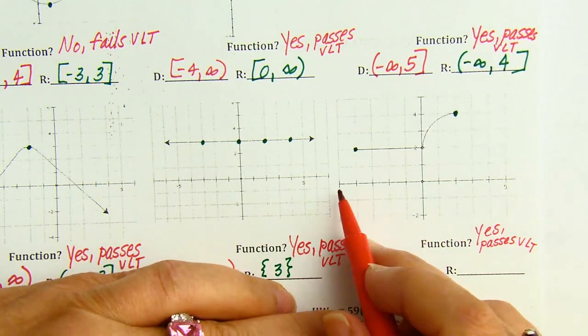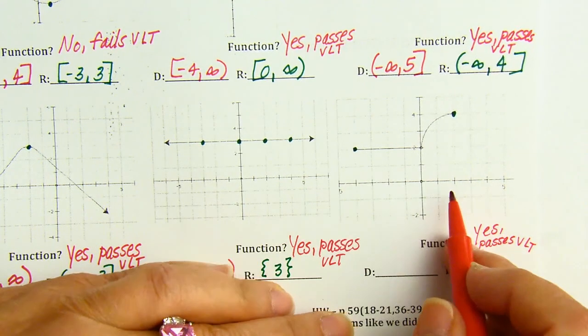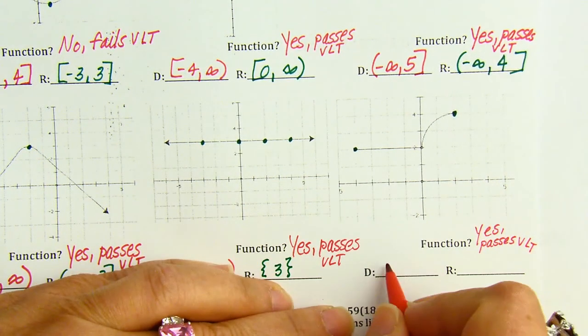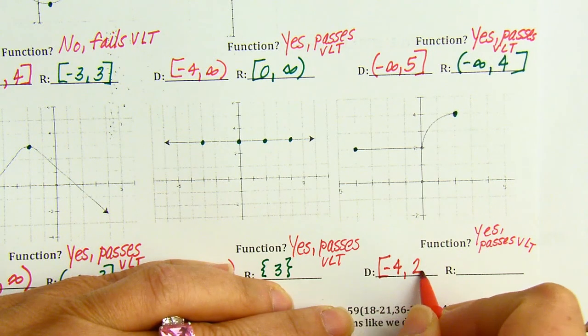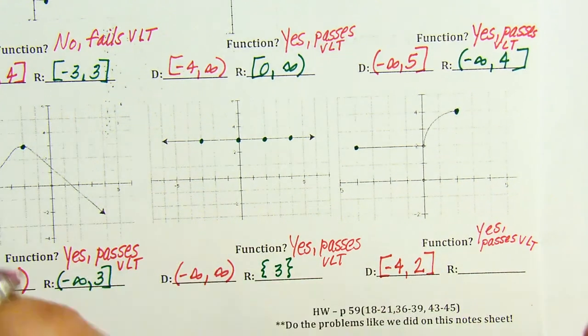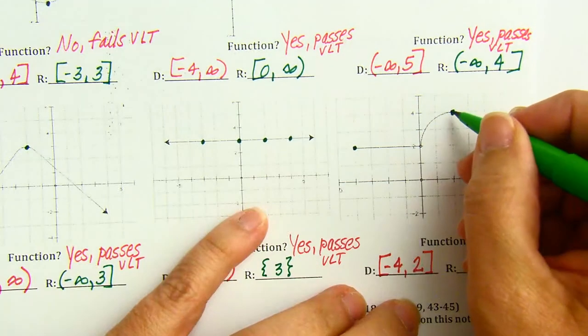Keep in mind, you do have to look at your grid to be able to tell if you're going by 1s or 2s so that you have the correct starting and ending. So I'm starting at negative 4, including it, stopping at positive 2, and including it. The range, remember that's my high value and my low value. Do I have a definitive high value? Absolutely I do, right here, because the graph stops.